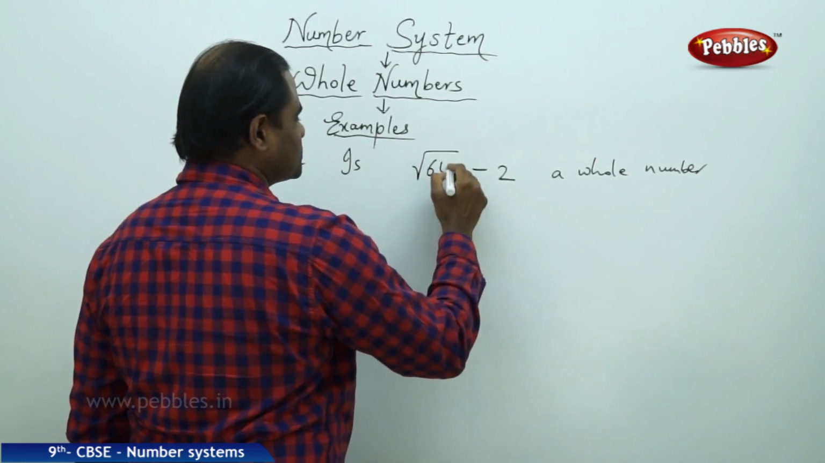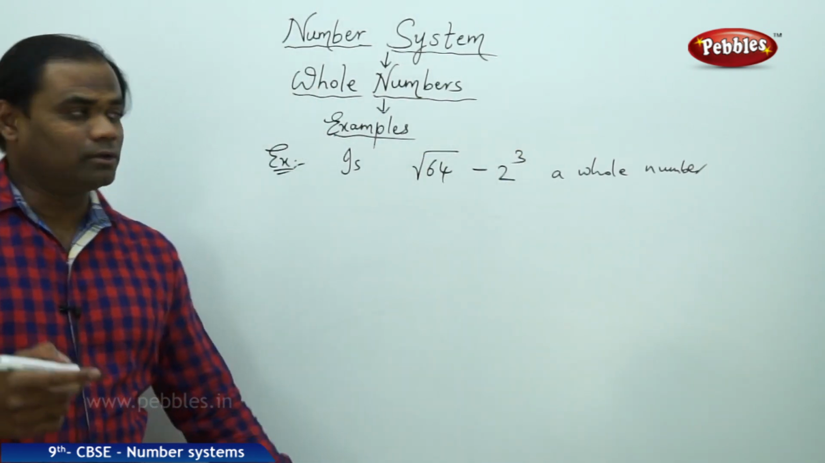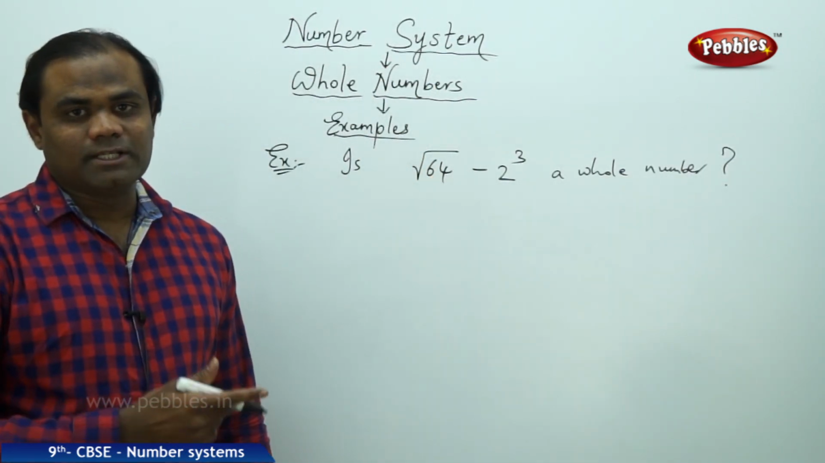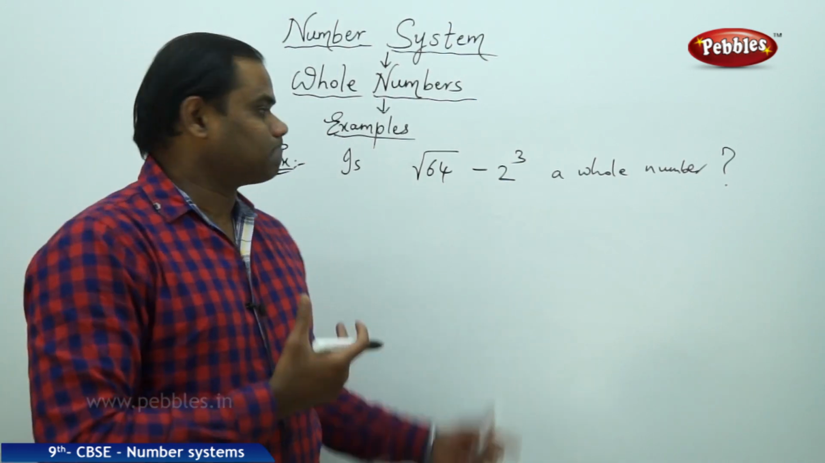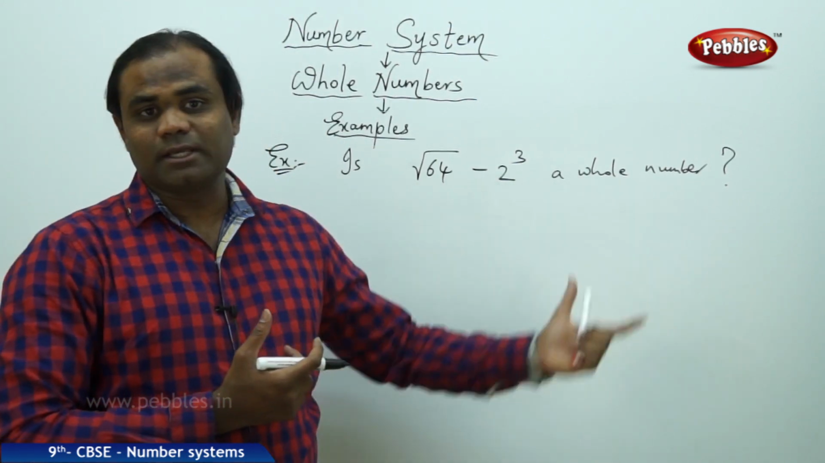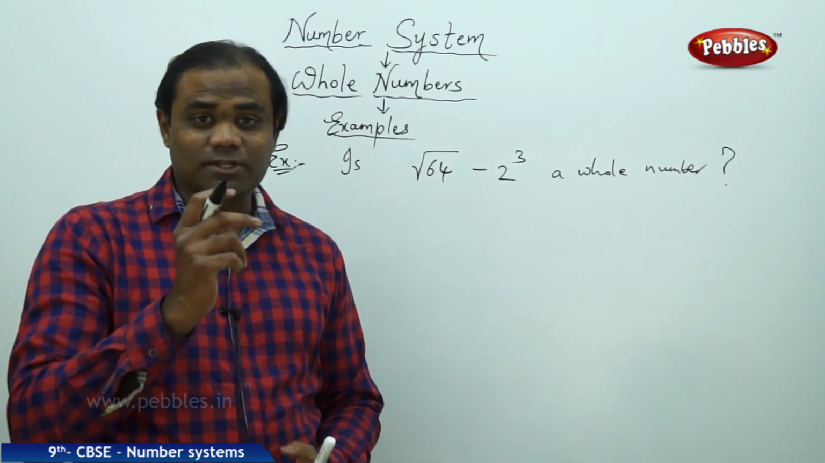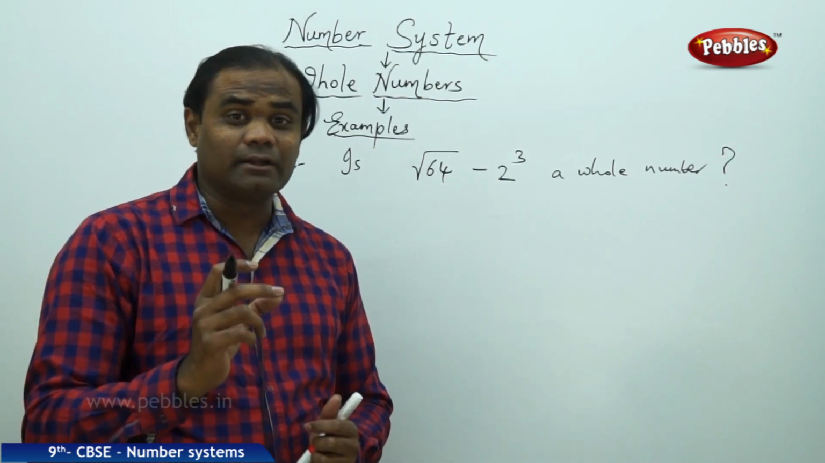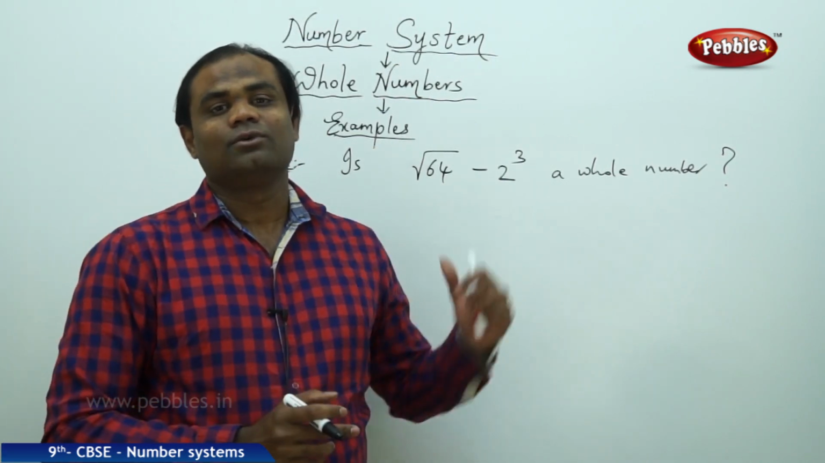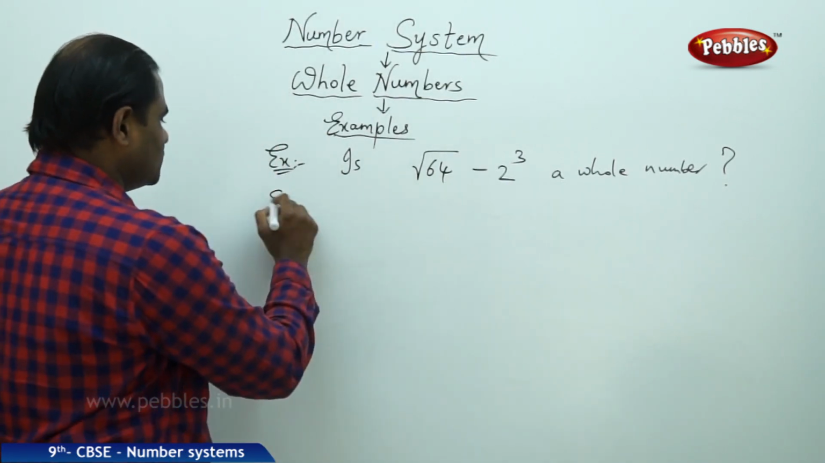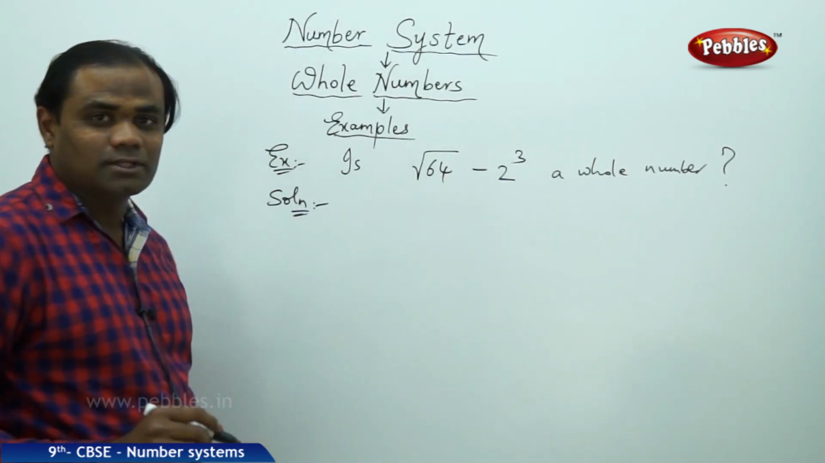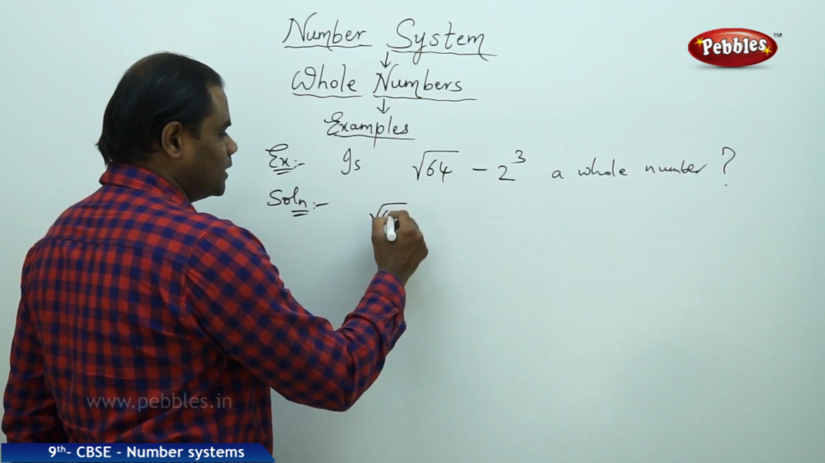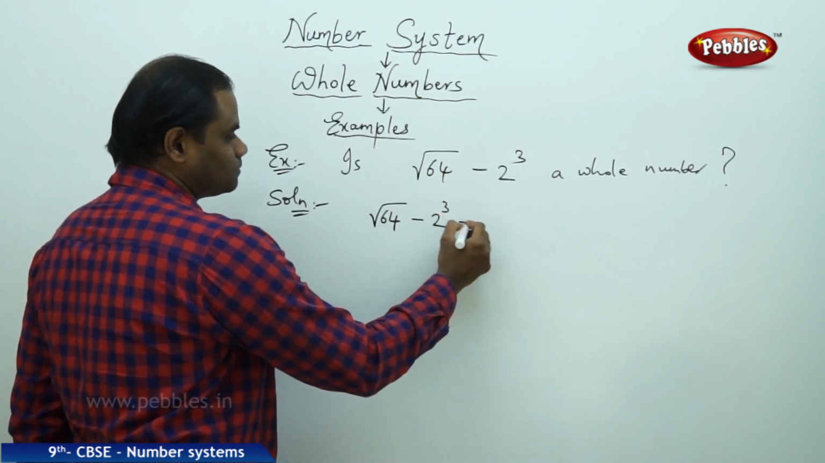Or I take this to be √64 minus 2 cube. Is it a whole number? That is the question I have put forth here. So for this, let's try to see the justification of this being a whole number or not a whole number by first trying to simplify the given number, because every number which is being justified demands for the most simplified form. So let's try to simplify further and then justify for this number being a whole number or not a whole number. The given question is √64 minus 2 cube.